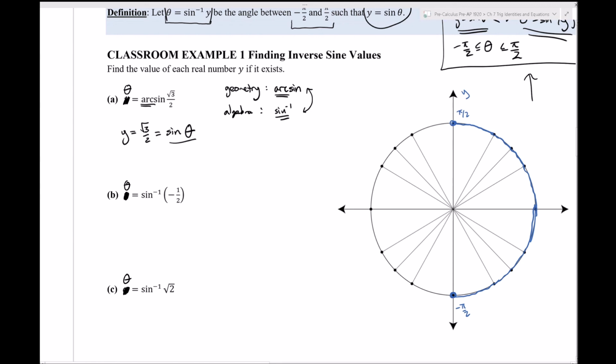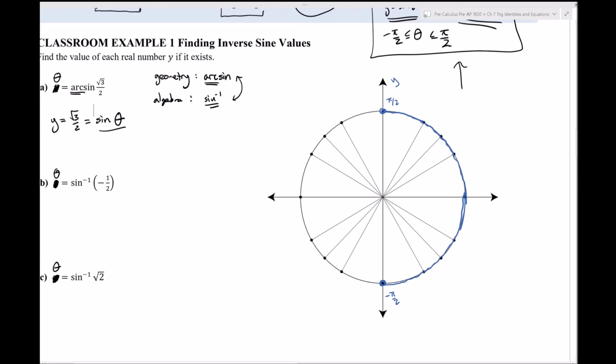So we're looking for a y-coordinate equal to square root of 3 over 2. That would be up here. If you remember your unit circle, this point at theta equal to pi over 3, which is the same thing as 60 degrees, has an x-coordinate of 1/2 and a y-coordinate of square root of 3 over 2. So we're looking for that angle, and it's pi over 3, sorry. So theta is equal to pi over 3 radians.